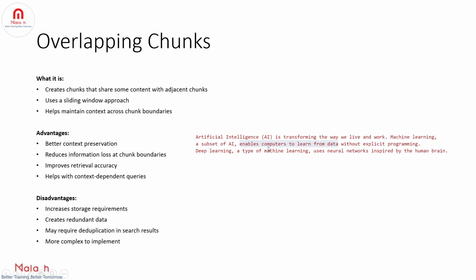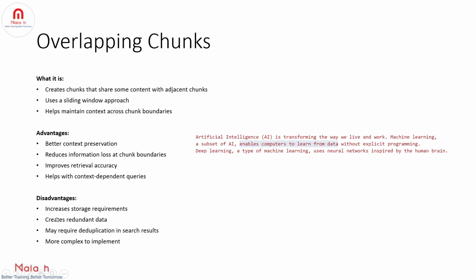It uses a sliding window approach, right? So this will help maintain context across chunk boundaries. So from artificial intelligence till data we are chunking, and then again from enables till next chunk. So we are trying to overlap the chunks, right? So what is the advantage of overlapping chunks? We will get better context preservation and reduces information loss at chunk boundaries, right? Because we are trying to overlap, and it improves retrieval accuracy, helps with context dependent queries.